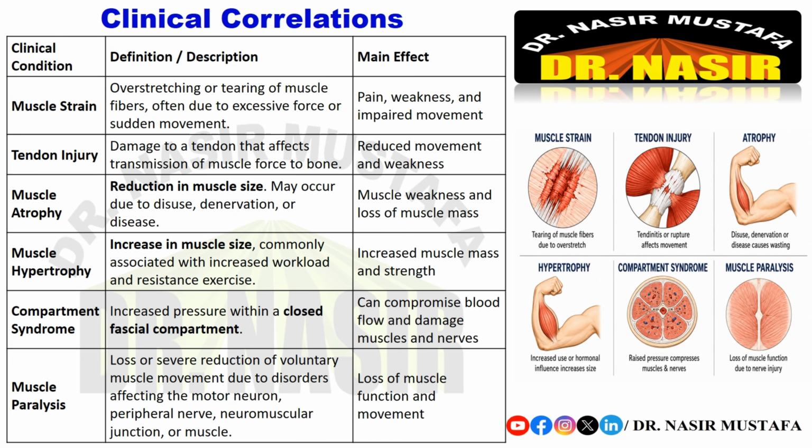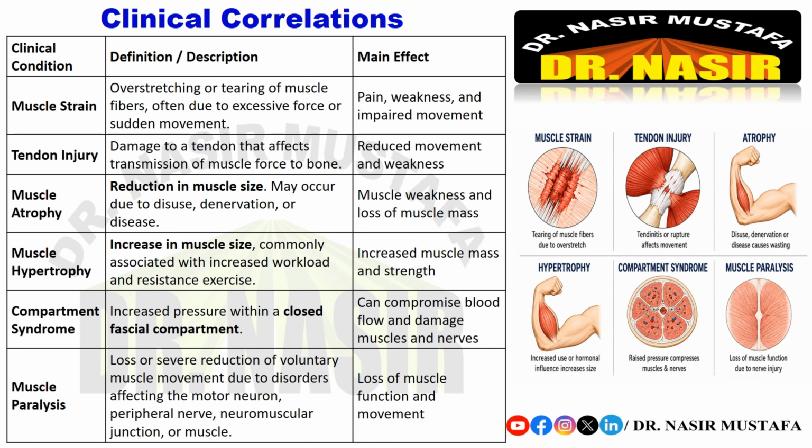Clinical correlations. Finally, let's connect muscle anatomy with clinical medicine. A muscle strain occurs when muscle fibers are overstretched or torn, often because of excessive force or sudden movement. A tendon injury can impair the transmission of muscle force to bone and therefore affect movement. Muscle atrophy refers to a reduction in muscle size. It can occur with disuse, denervation, or certain diseases.